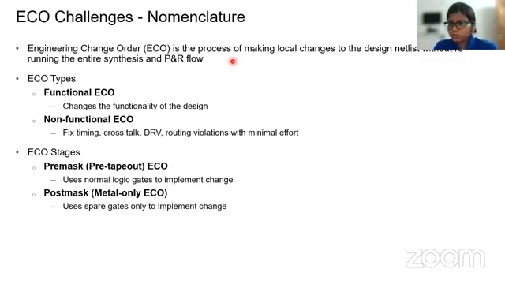There are two types of ECO that we have: functional ECO and non-functional ECO. Functional ECO, as the name suggests, means we'll be changing the functionality of our design. We can either add some new functionality or remove functionality which was earlier present. Non-functional ECOs are basically to fix timing violations, DRV or routing violations with minimal effort. That would mean that we are not changing the functionality. What we are doing is changing the cell type, maybe increasing or decreasing the drive strength. We could also add a buffer chain or inverter chain, which does not change the functionality. That we can do with non-functional ECO.